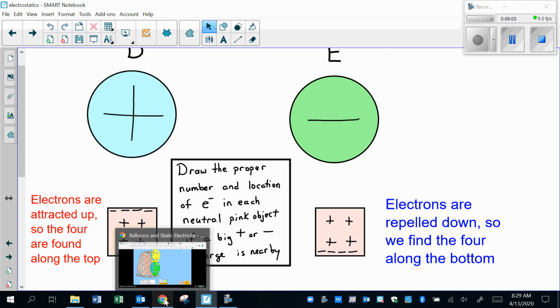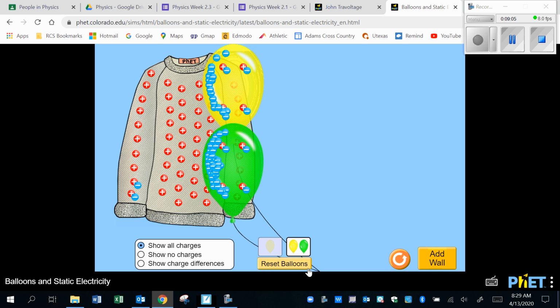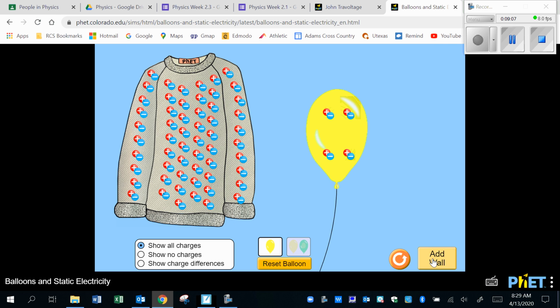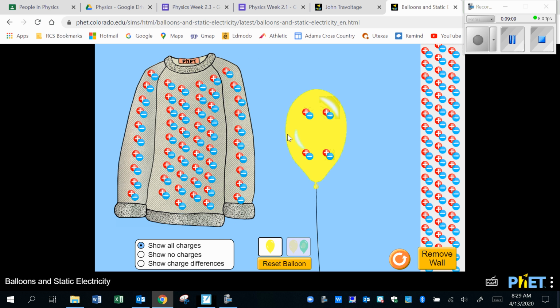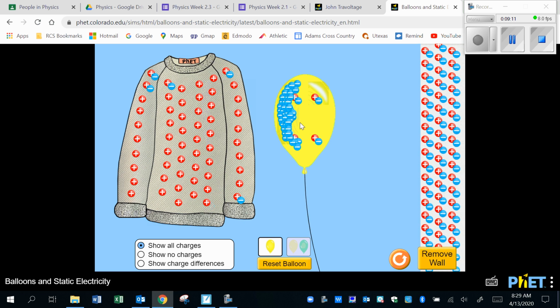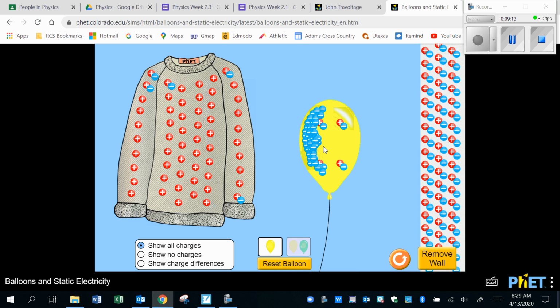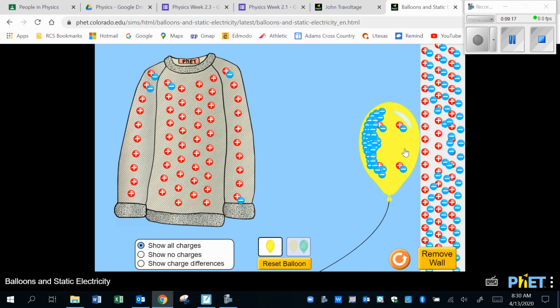What happens if we reset our balloons here, put the wall back in? What happens if it's a really, really big object like the wall that's neutral, and the balloon, which is certainly smaller than the wall, is charged? We still get rule number 4. So rule number 4, it doesn't matter which of our objects is the larger object, the charge or the neutral. It doesn't matter if it's a positive or a negative that you're dealing with.